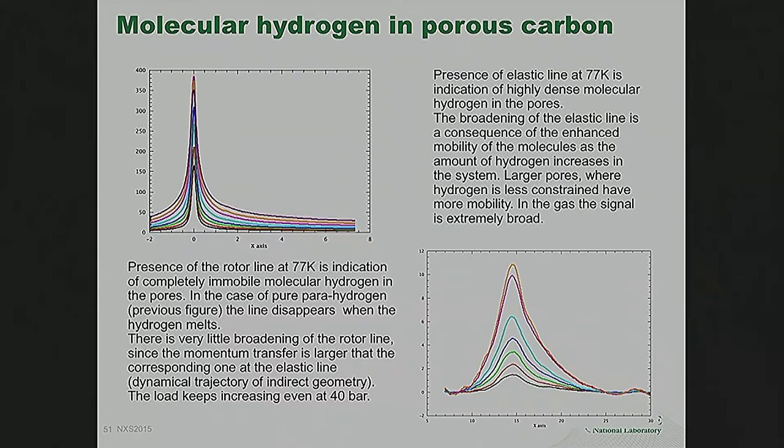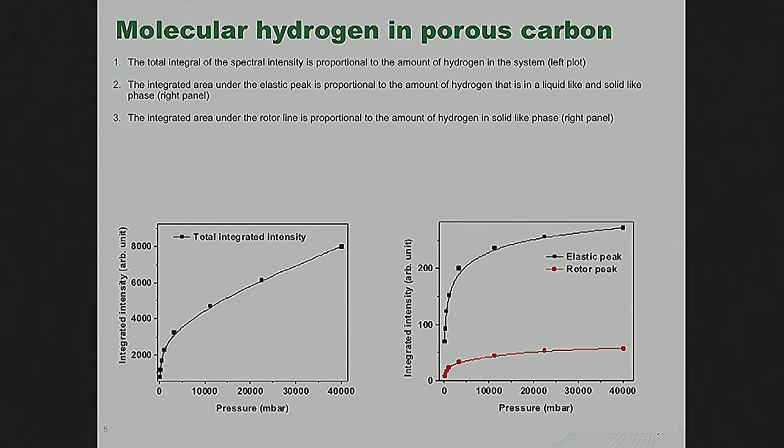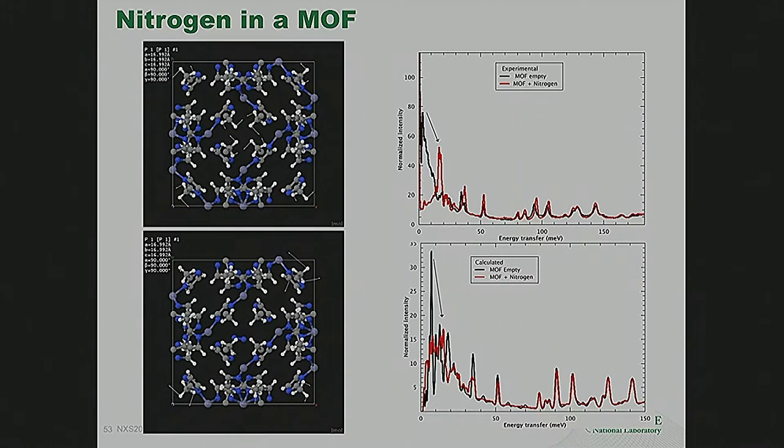Now, if you put these things together, by integrating those areas, because of the quantitative nature of inelastic neutron scattering, you can integrate, and you know all the gas that is going into the system, so you can determine what fraction of that hydrogen, when it's under pressure and confined, behaves like a solid, and what part of this hydrogen behaves like a liquid. And this is very important because there's no other technique that will give you that information on a system. We have done a lot of other studies, and this is going to be the last one because I have no more time.